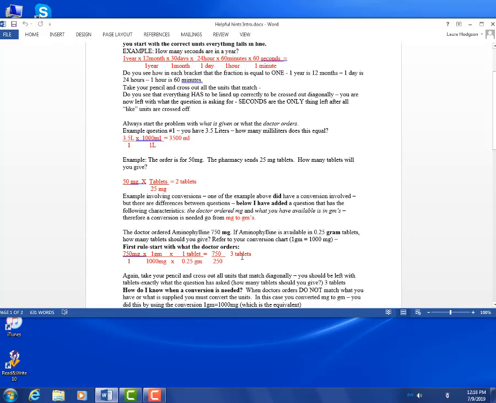The next question or example, the order is 50 milligrams. The pharmacy sends 25 milligram tablets. How many tablets will you give? Start with what's ordered or what is given, which is the 50 milligrams. Below that, the next bracket is going to equal 1, and what it's telling you is that each tablet equals 25 milligrams. Straight across multiply again, and get used to definitely crossing out the like units.